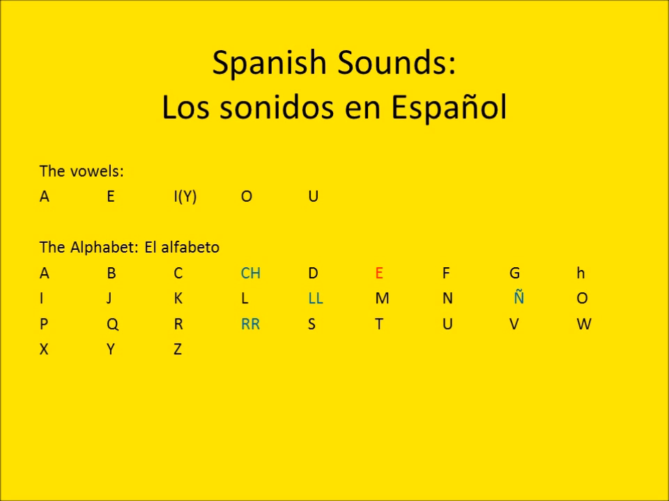Now I want you to pay attention to the letters in blue. Starting on the top line, you have Ch. Then on the second line, the first one is L. Then you have N. And then on the third line you have R. Just pay attention to those special characters because we don't have those in English. The other ones are pretty simple. You just have to take your time and memorize the names of the letters.